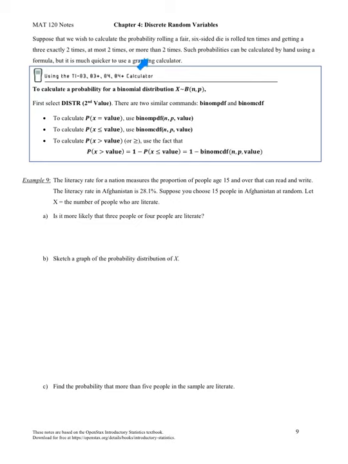Suppose we wish to calculate the probability of rolling a die 10 times and getting a 3 exactly twice, or at most 2 times, which would mean 0, 1, or 2 times, or more than 2 times, which would mean 3 times, 4 times, 5 times, etc., all the way to 10 times.